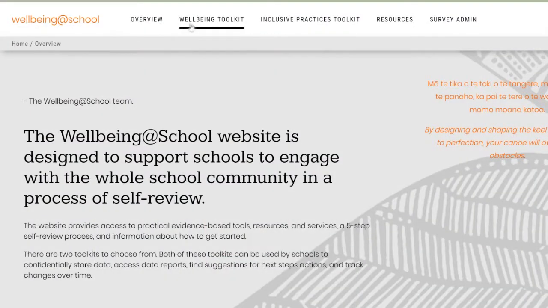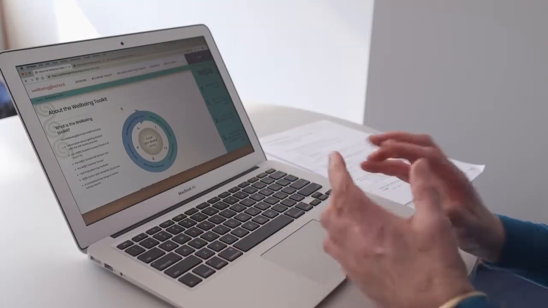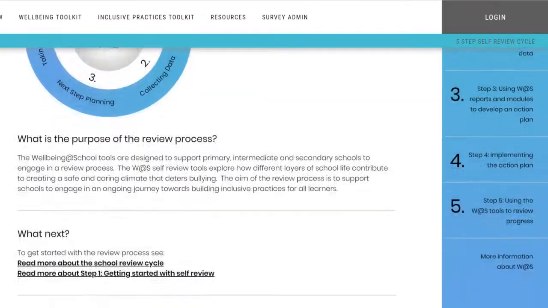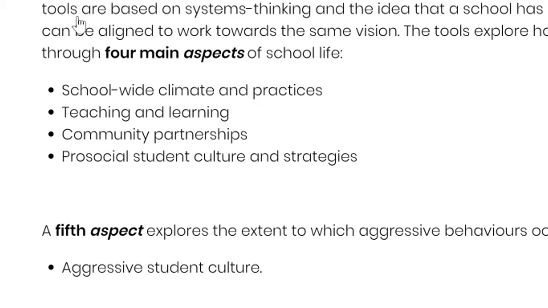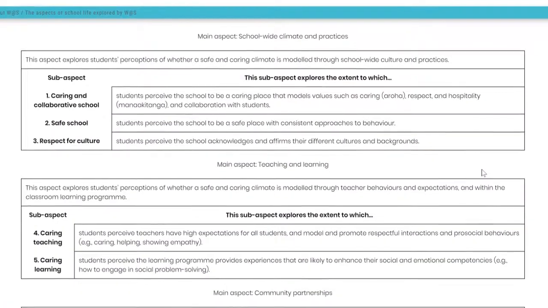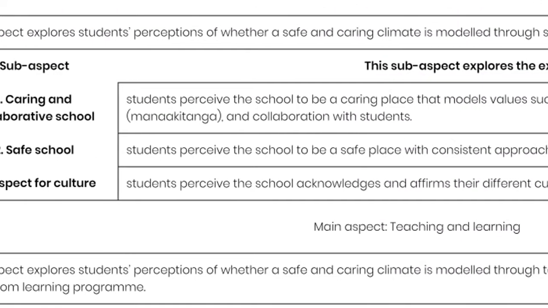The Wellbeing at School Toolkit examines the climate of the school across the 5 layers. And we need to be really clear about what they are. In the toolkit, there's a really succinct description of each of those layers that we call aspects. And within each aspect, there are sub-aspects. Very clear descriptions of what are being measured. And these are really useful to you, not only to know and understand the data that you've got, but also when you choose a direction going forward, to be really clear about what you want to aim for.